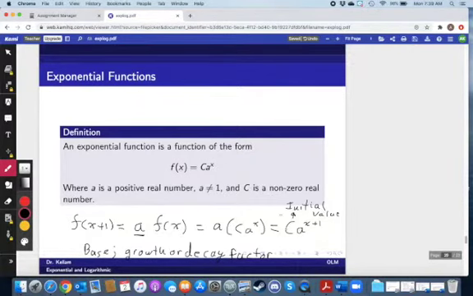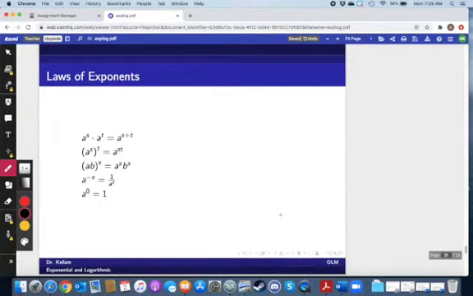Okay, so let's look at some of the properties or laws of exponents. And these are all things that I know you have looked at before. If we multiply the same base, we add the exponents. If we take an exponent to a power, we multiply the exponents. We can distribute an exponent through. A negative exponent yields a reciprocal, and the 0 power equals 1.